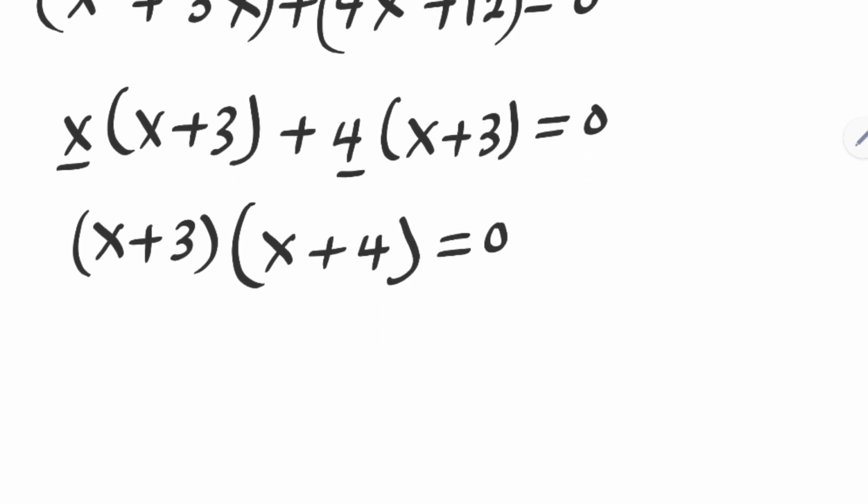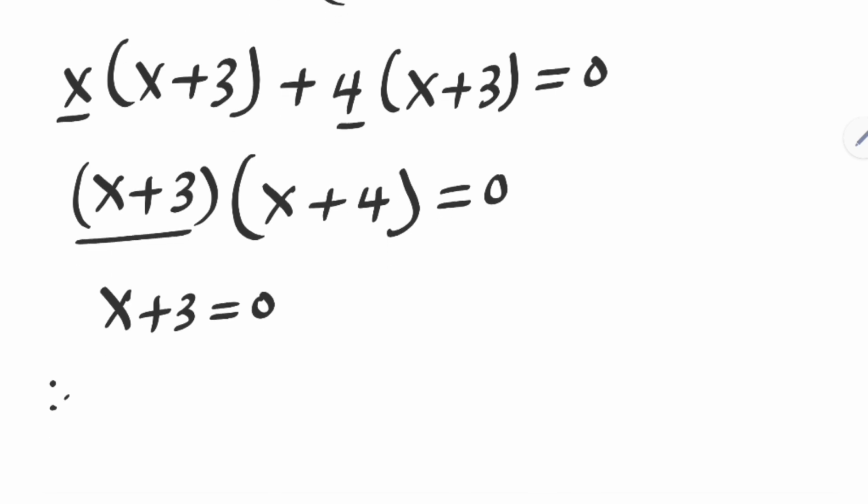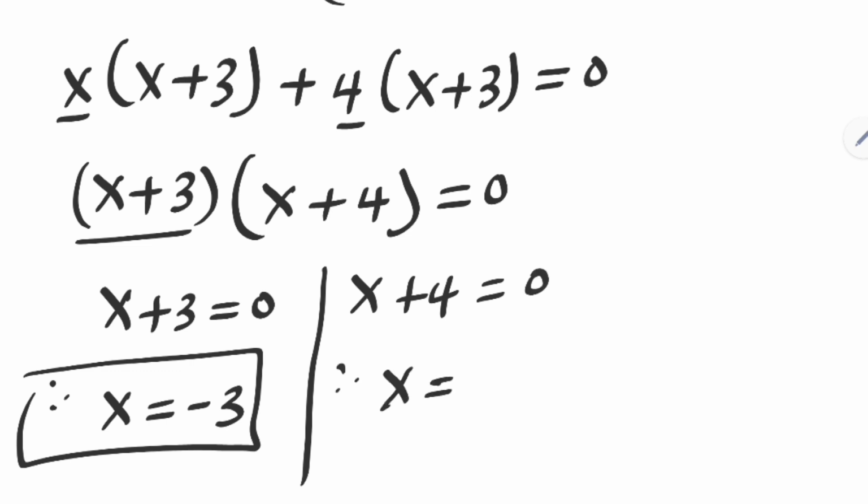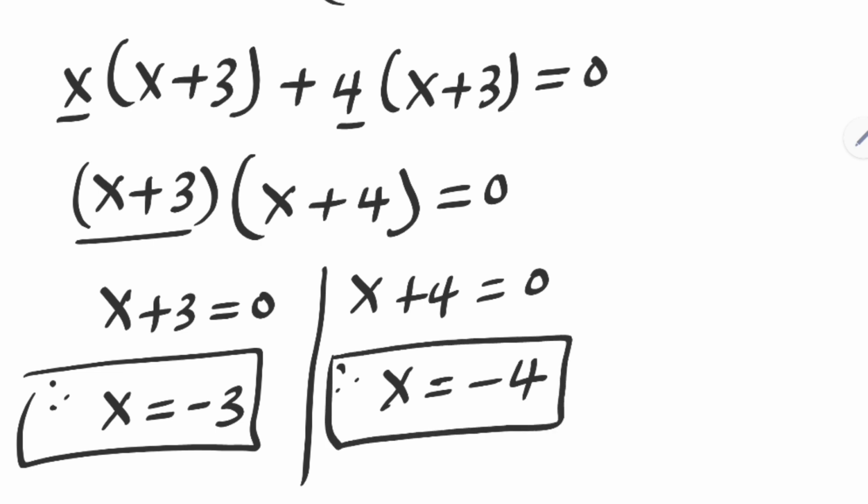There are two cases here. The first case is x plus 3 is equal to 0, therefore x is equal to minus 3. This is the first value of x. And the second case is x plus 4 is equal to 0, therefore x is equal to minus 4. This is the second value of x. Let us check to confirm if this answer is right or wrong.